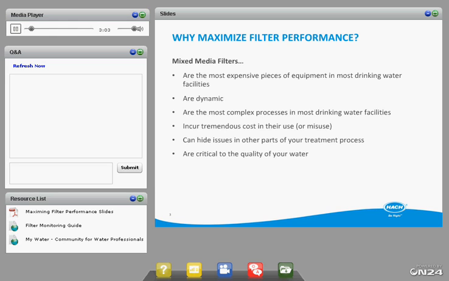Furthermore, by not optimizing your filter performance, you're likely to hide other issues that are present in other parts of your plant, whether that's your coagulation and flocculation, or perhaps even your pH. And of course, your filters are critical to the quality of your water.